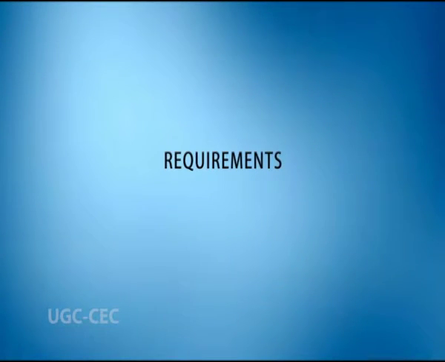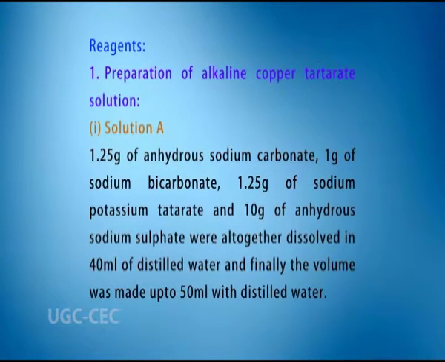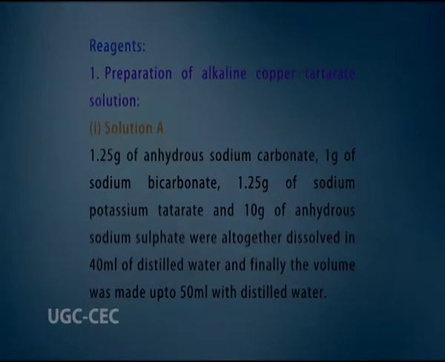Now let us see the requirements. Reagents. Preparation of alkaline copper tartrate solution. Solution A: 1.25 gram of anhydrous sodium carbonate, 1 gram of sodium bicarbonate, 1.25 gram of sodium potassium tartarate and 10 gram of anhydrous sodium sulfate were altogether dissolved in 40 ml of distilled water, and finally the volume was made up to 50 ml with distilled water.